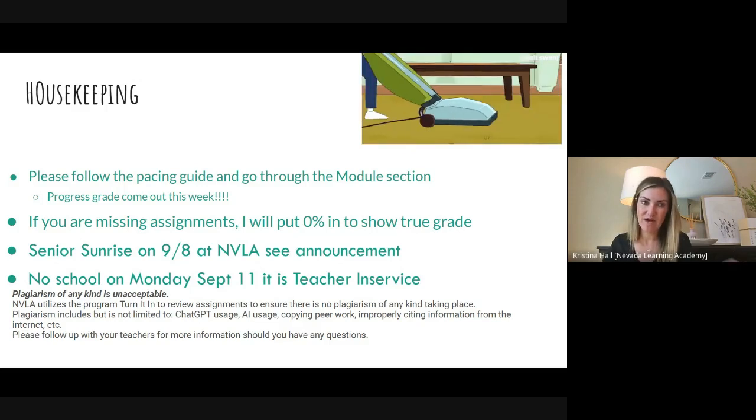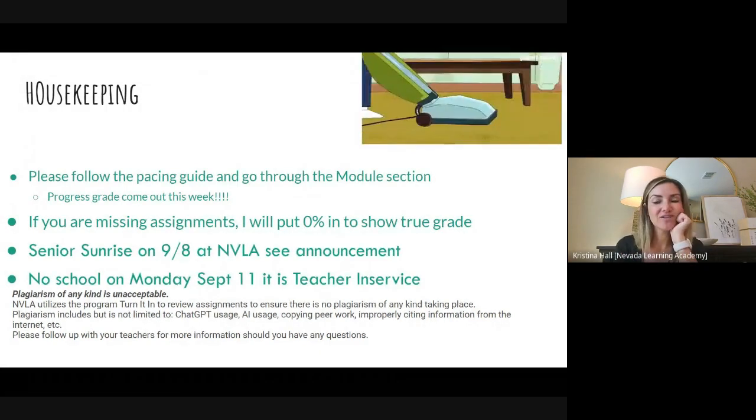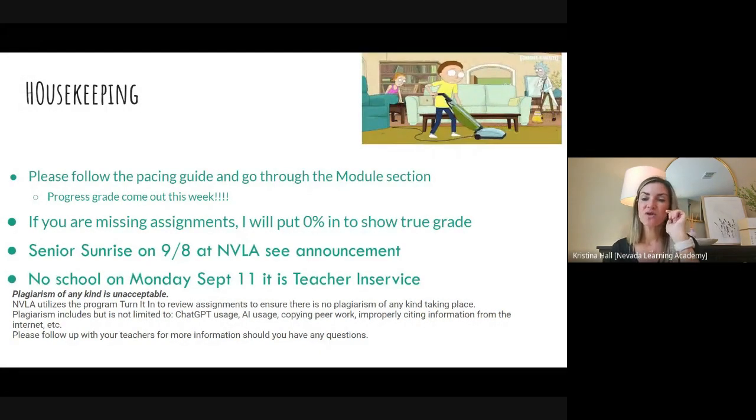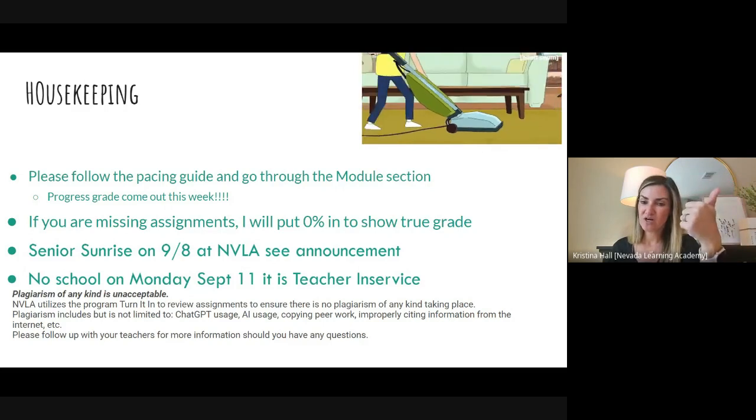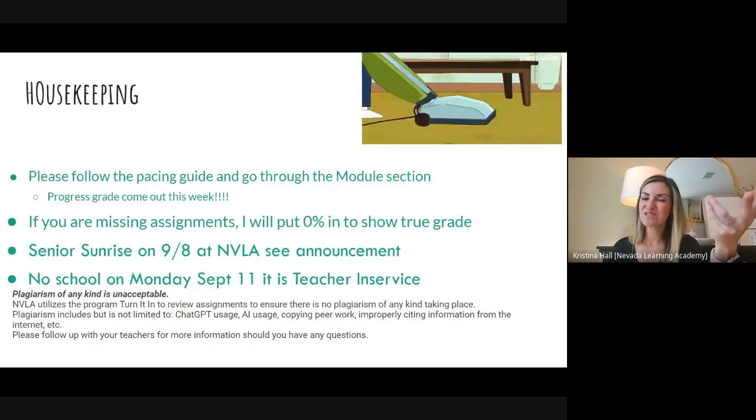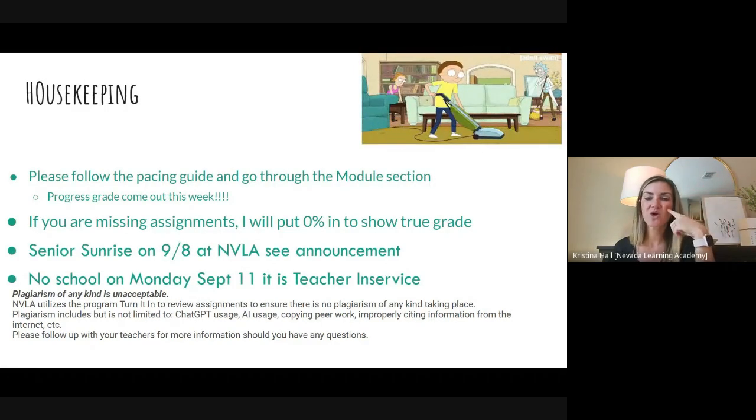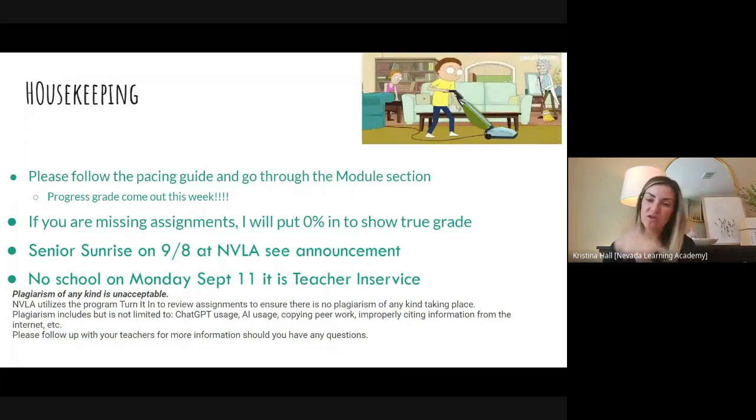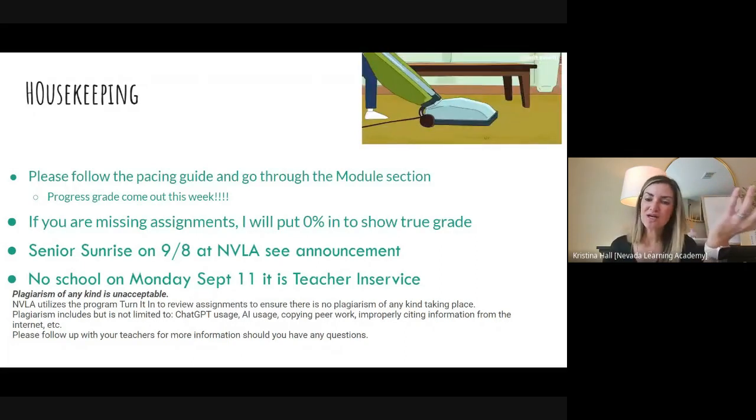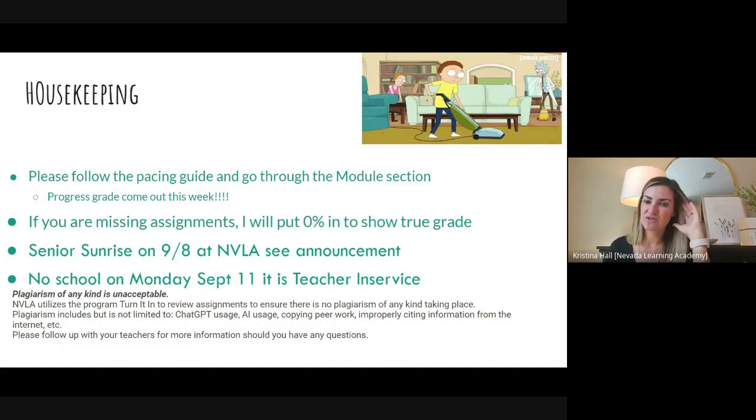Okay. Heads up, the senior sunrise is this Friday. So if you were planning on going but haven't RSVP'd yet, look in the announcements. I have that in there. Remember, you have to RSVP. It is early in the morning, but it is a really neat senior ritual. So I would encourage you, if you're on the fence, being online, there's a lot of things that you won't do your senior year that you might in a brick and mortar. So try to participate in some of these milestones if you can.